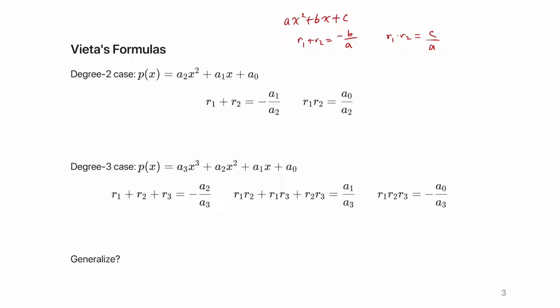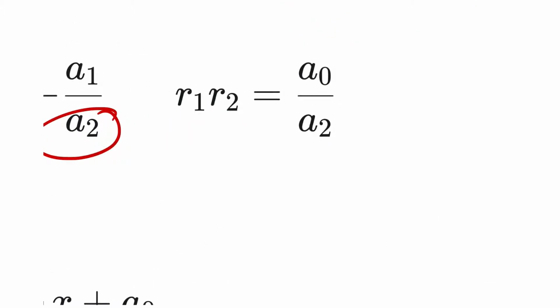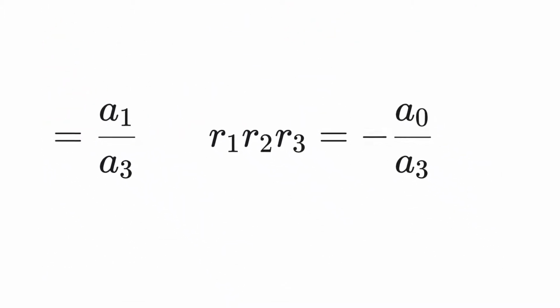And notice we're always going to have this divided by the coefficient of the highest power term. So the sum of the roots was negative a2 over a3. The product of the roots was negative a naught over a3. And notice in the degree 2 case, the product of the roots was not negative. Or well, it may be negative, but there's no minus sign out front. Here, there's no minus sign, whereas down here, there is a minus sign.